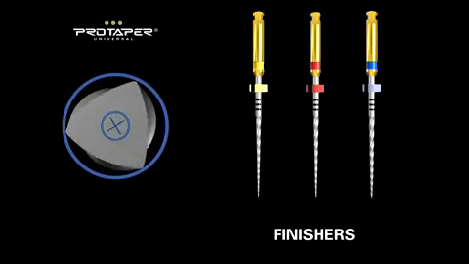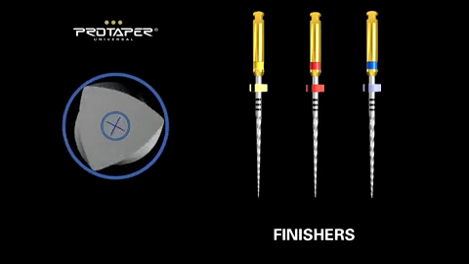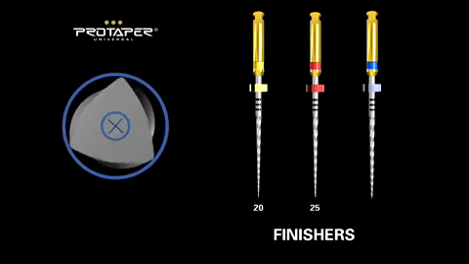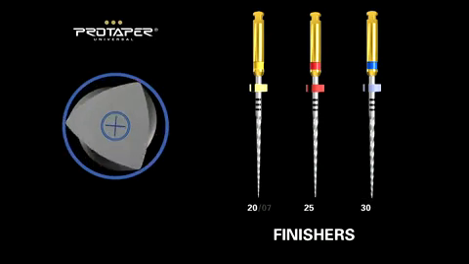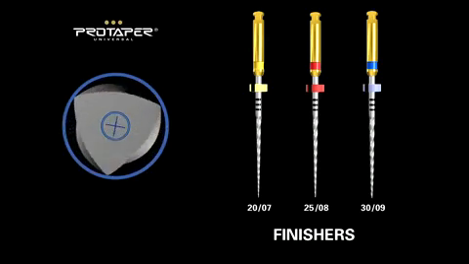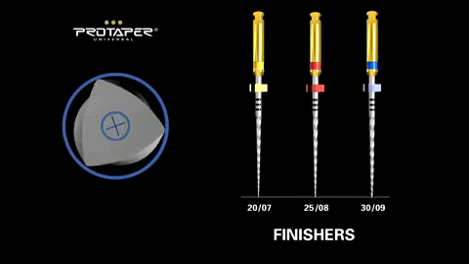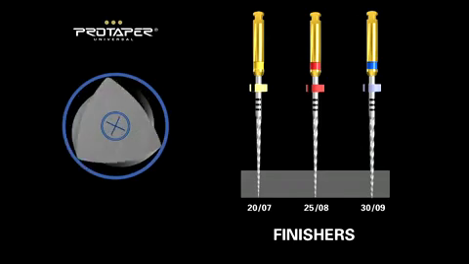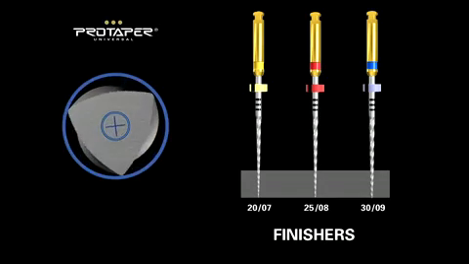The finishers, there's five instruments total, but three that are most frequently used. And again, as you would imagine, the color identification on the band, yellow, red, and blue, corresponds to a tip of 20, 25, and 30. The tapers are 7, 8, and 9% respectively, but please understand the tapers of 7, 8, and 9% are limited to the apical one-third of the file, and behind this fixed taper, we have progressively decreasing percentage tapers over the rest of the active portion.